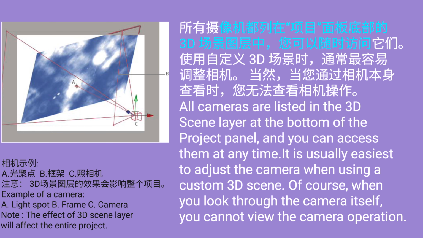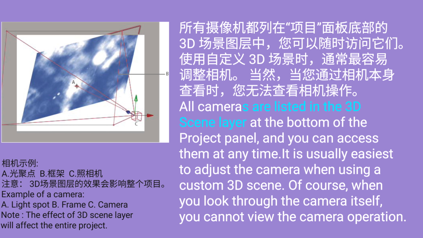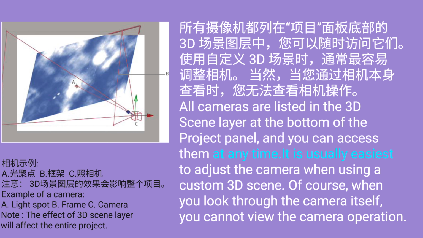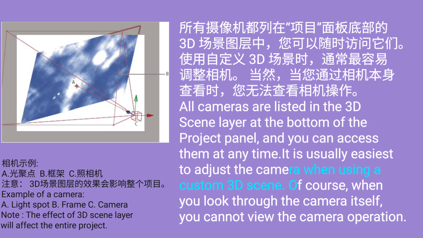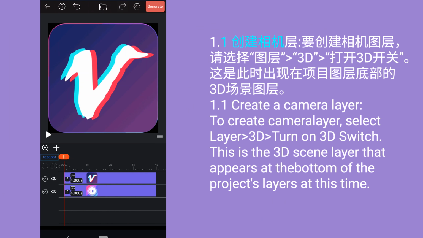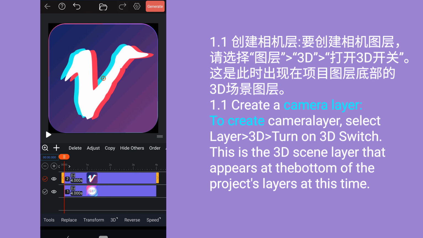All cameras are listed in the 3D scene layer at the bottom of the project panel, and you can access them at any time. It is usually easiest to adjust the cameras when using a custom 3D scene. Of course, when you look through the camera itself, you cannot view the camera operation. Create a camera layer. To create a camera layer, select Layer, 3D, turn on 3D switch.